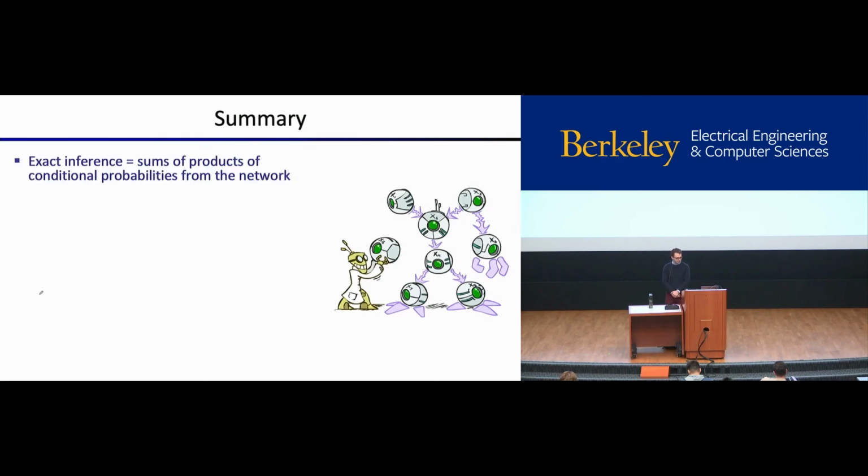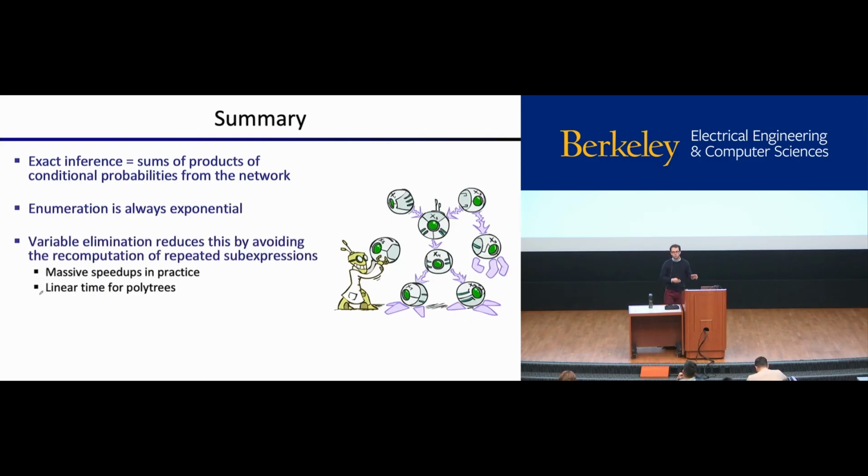Okay, so to summarize, we talked about exact inference. This is saying we have sums of products of conditional probabilities. We want to get the exact answer out of our network, and the way that we do that is with this process of either enumeration, inference by enumeration, which is really slow. We build this big, giant joint distribution, which is always exponential, or we can move the summations in and sum out the variables we don't care about whenever we don't care about them anymore. This gives us massive speed-ups in practice. It's linear for polytrees, and it saves us a lot of repeated work by caching the results in the meantime.